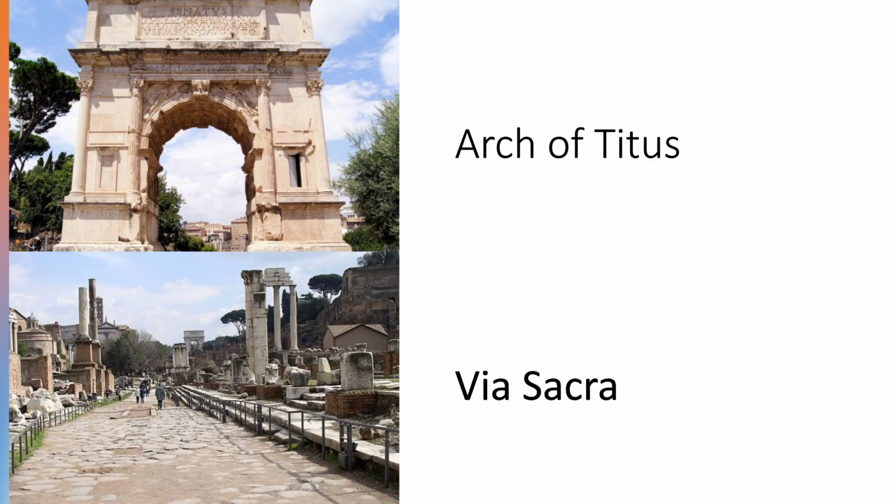The Arch of Titus was a triumphal arch located on the Via Sacra close to the Roman Forum in Rome, Italy. The Arch of Titus was designed to glorify the reminiscence of individuals and the actions they did.